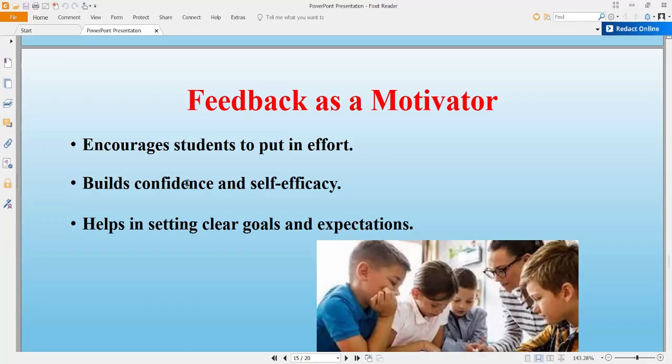Then the next point. How can we build confidence? We can build confidence and self-efficacy. You can do this. The students also feel I can do this. So that becomes a motivator. And when we help our students to set goals, and we are clear in our goals as well as our students are clear in their goals, when they can set clear goals and have clear expectations, they are motivated and they can learn better.